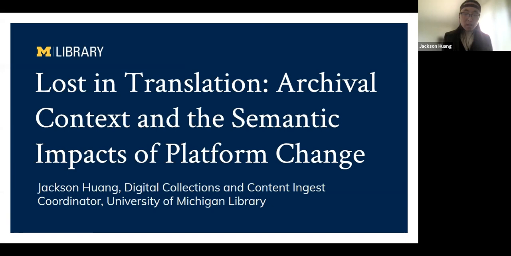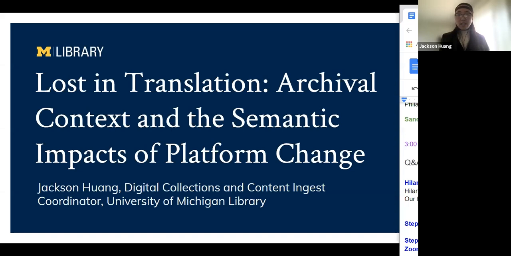So to begin, I just want to start by saying that I am not a practicing archivist, although that is kind of my training. I'm something of a systems librarian. I work in library IT, but I did come into the field and into this area of the field specifically because of an interest in the potentials and challenges of archival description.